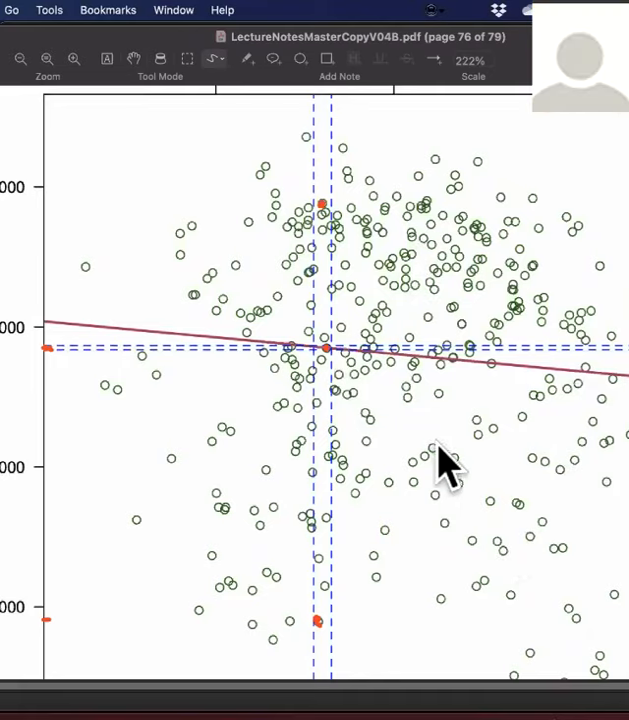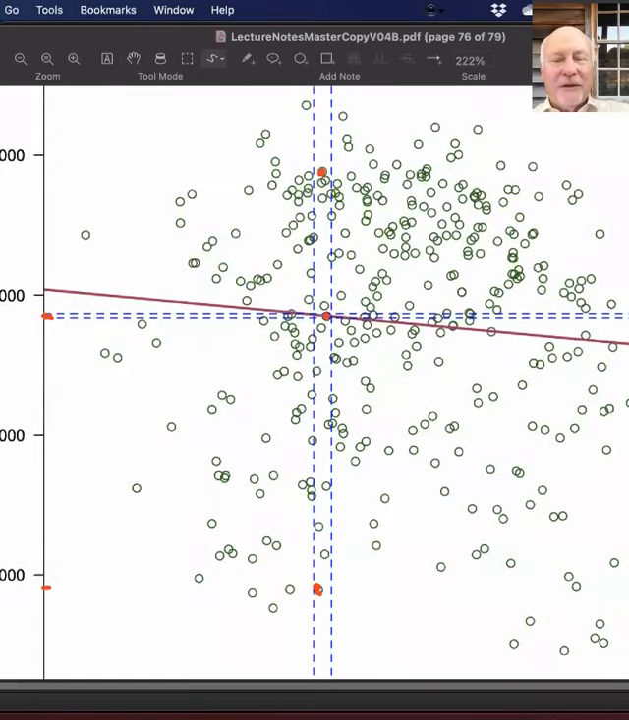So should the line be used or not? I wouldn't use it. I mean, what use would it be? The errors would be so great. You think about it in a practical situation.